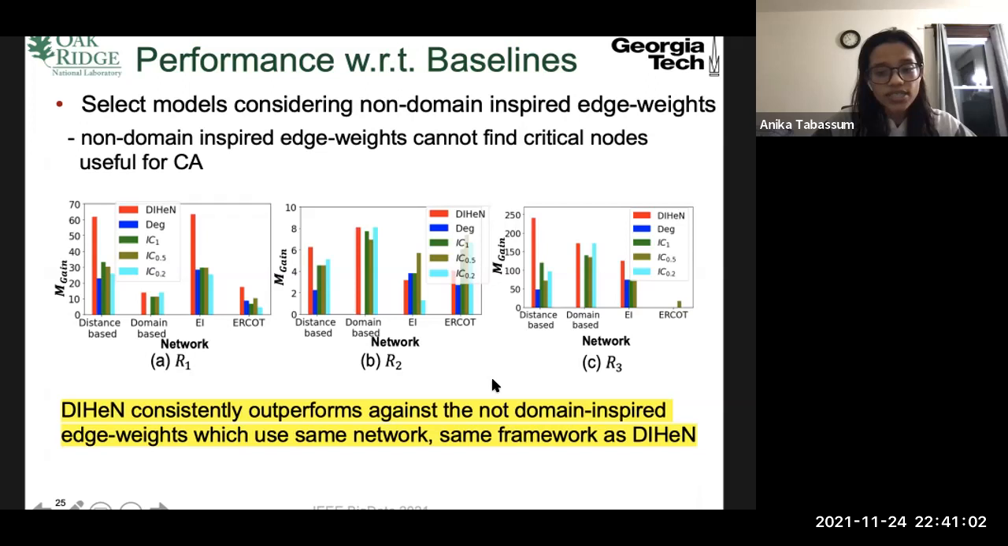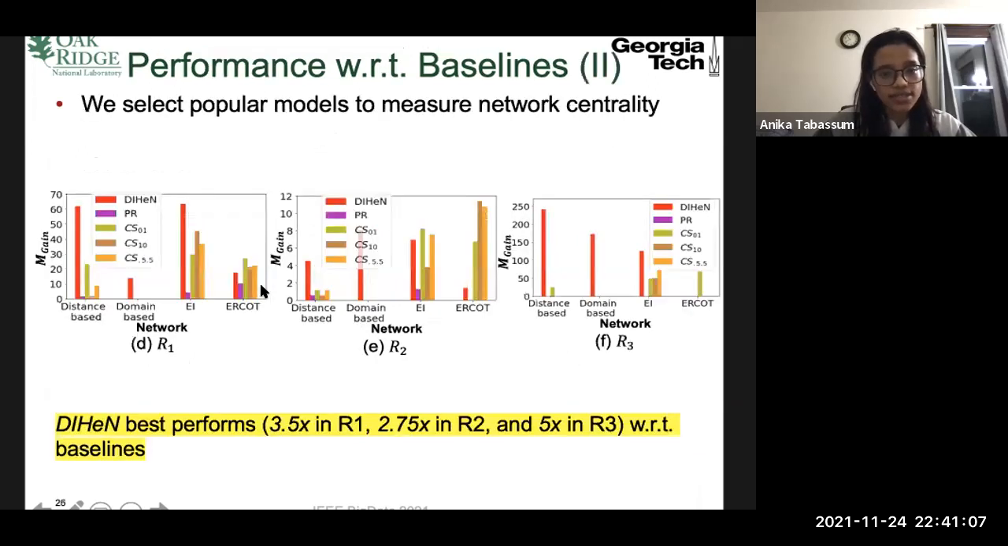of uniform edge weights cannot eventually find critical nodes that can be useful for contingency analysis. So we also compare with popular network centrality measures, such as PageRank, where PR is the PageRank based on the entire network we used, and CS is an aggregated centrality measure based on PageRank and reverse PageRank. And CS, let's say CS01 shows the aggregated weight we used for PageRank and the reverse PageRank.